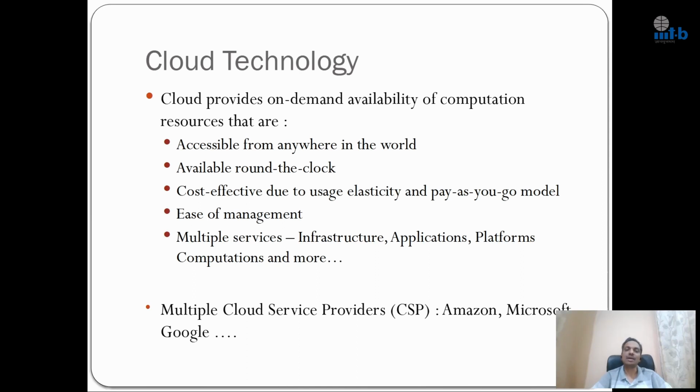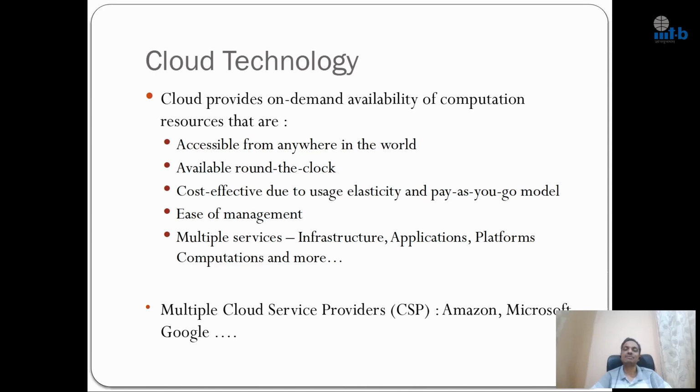Cloud technology, as many of you might already be aware, is basically the provision of resources, namely computation and storage, in the cloud. The most important aspect of cloud technology is that it is accessible from any location in the world, and available 24 by 7, 365 days a year, which means ubiquitous availability of resources. And because of its elasticity, it can grow if your demand increases, or shrink if the demand comes down.